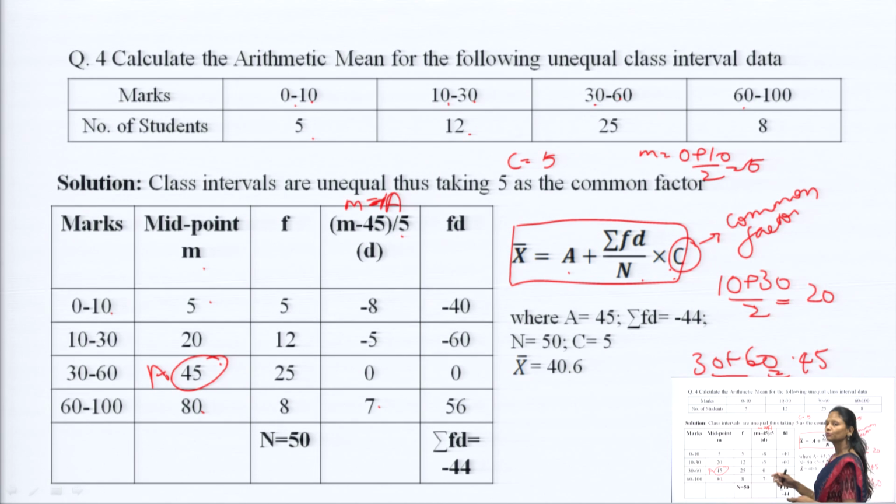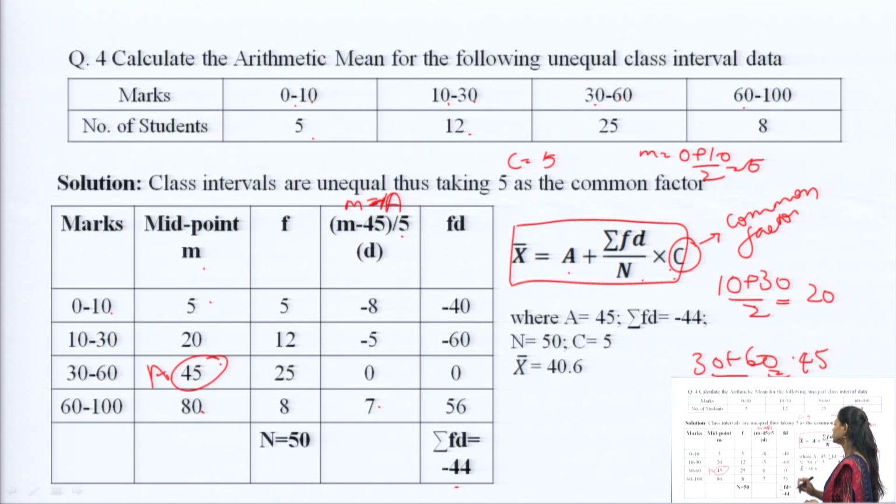Now, what we are supposed to do is multiply our f into our d. 5 into minus 8 gives minus 40, 12 into minus 5 gives me minus 60, 25 into 0 gives me 0, 8 into 7 gives me 56. If I add all the fd's, frequencies into d, what will I get? I will get minus 45.